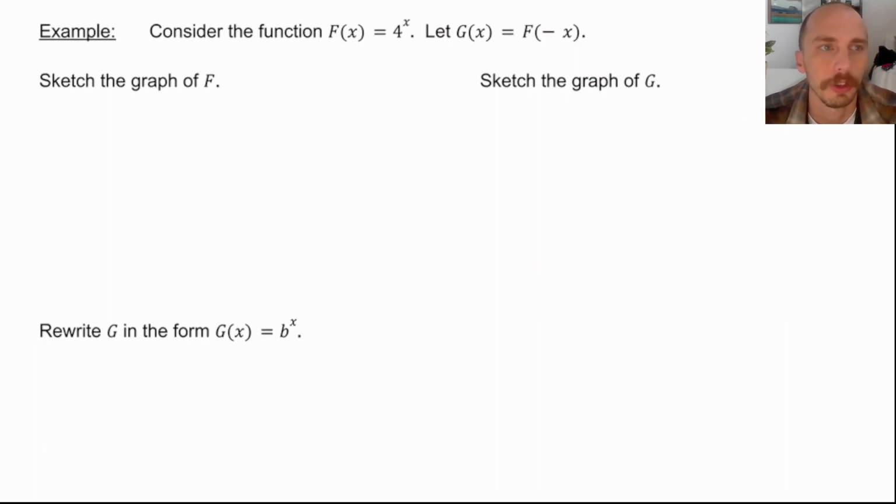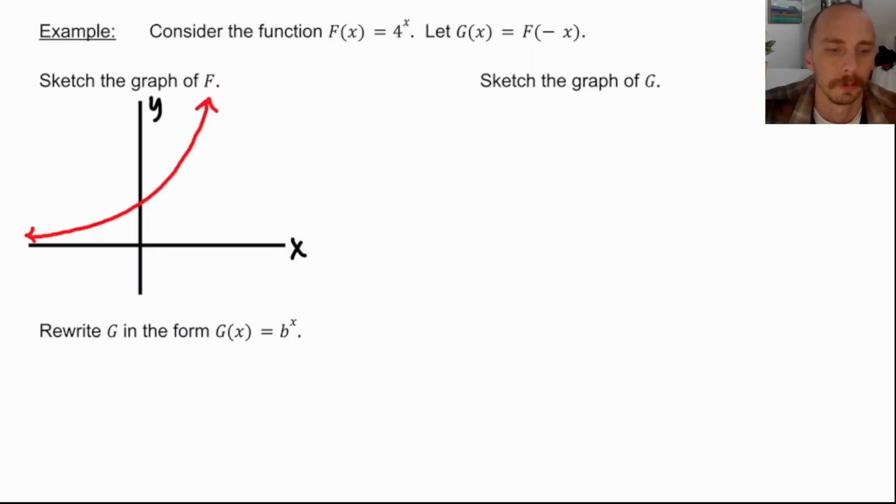So consider the function f of x equals 4 to the x, and let g of x equal f of negative x. Okay, we'll start with a sketch of the graph of f because that's exponential growth. We know what that looks like. We did that in the last lesson. Okay, with g of x, if g of x is f of negative x, and we just said that that causes a reflection across the y-axis, we're going to basically take this thing, there it is, and do that to it, right? So we need to be horizontally flipping. That's another way of thinking about it.